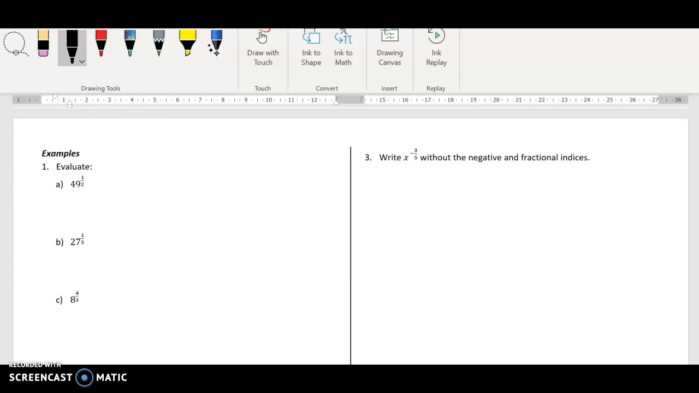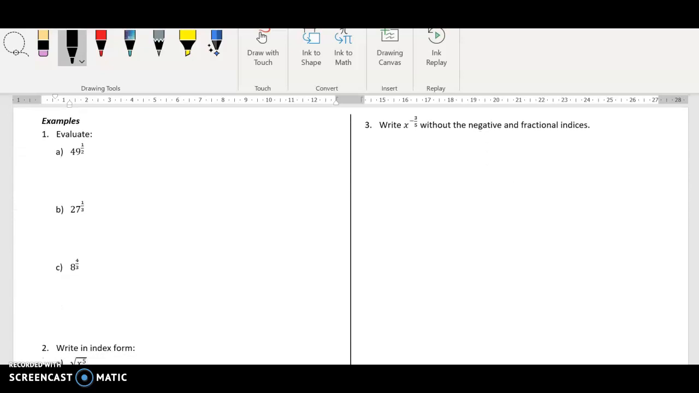So moving on to a couple of examples. Example 1, evaluate 49 to the power of a half. Well, what does that mean if I'm raising it to a half? It means I've got the square root of 49, which is 7. B, 27 to the power of 1/3. That means I've got the cube root of 27, which is 3. 3 times 3 times 3 is 27.